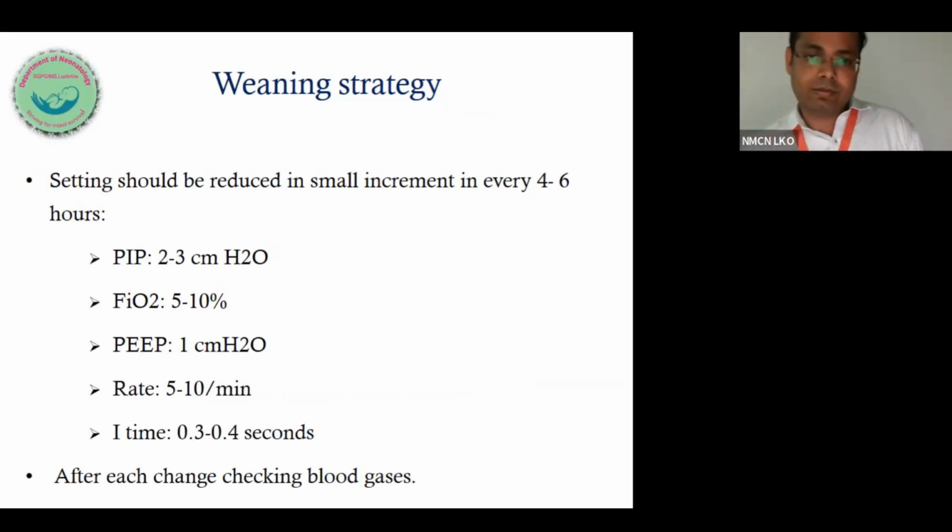So the settings should be decreased every 4 to 6 hours, and PIP should be reduced in units of 2 to 3 centimeters of water, and FiO2 should be weaned by 5 to 10% every 4 to 6 hours. Then PEEP can be reduced by 1, but it should never be reduced below 5 because of physiological issues. And then the rate should also be weaned. Most of the time what I see in NICUs is that we are not weaning the rates. So that should also be weaned. Inspiratory time should be kept between 0.3 to 0.4 seconds. And we should reassess using blood gases as and when needed.